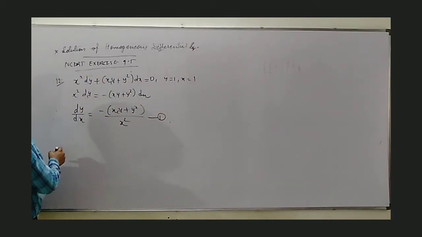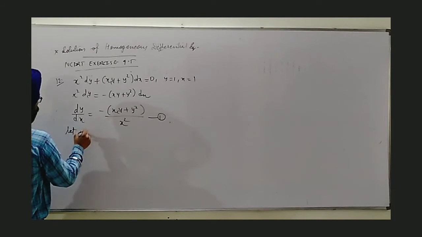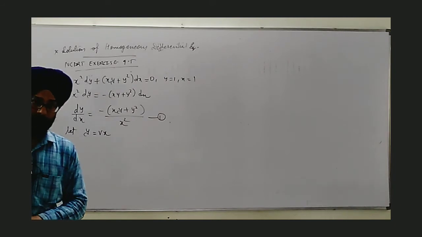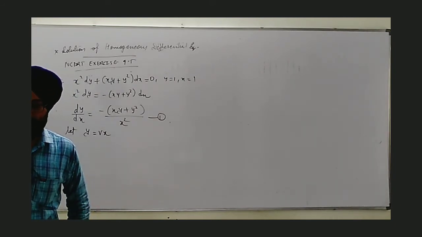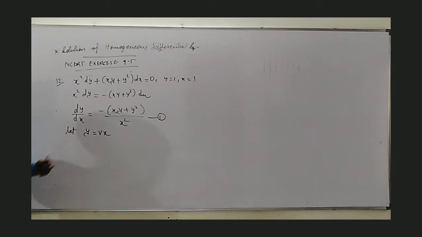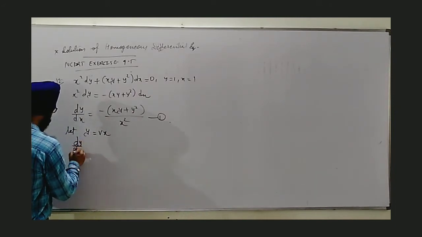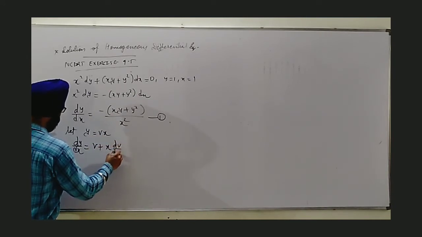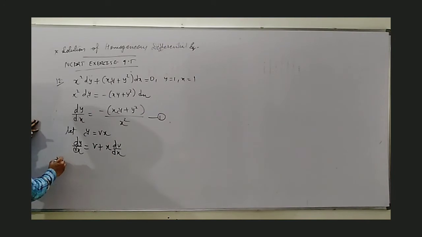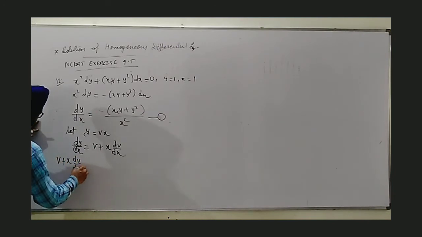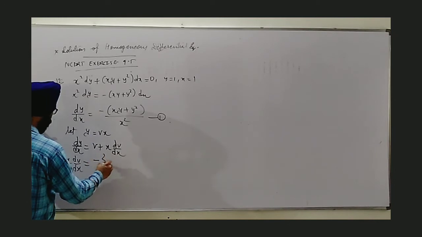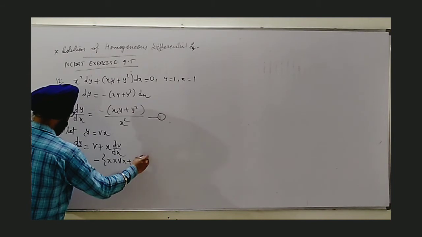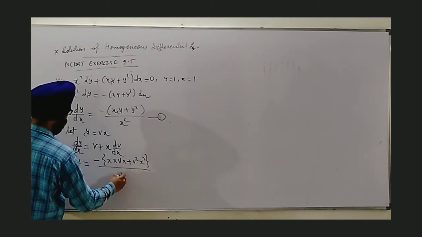Here we get, let y is equal to vx. Whenever these are standard forms of equation, simple equations other than y upon x or x upon y, we can move in this type of parametric form. Differentiating, dy by dx, we get v plus x dv by dx. Using these two here in equation number 1, v plus x dv by dx is equal to x into vx plus v square x square upon x square.